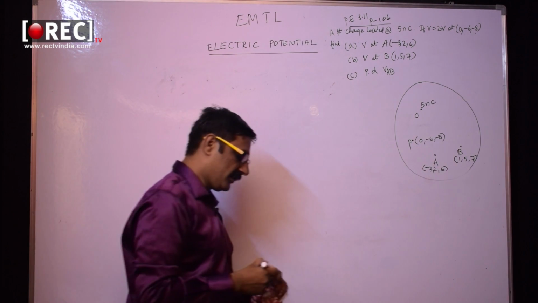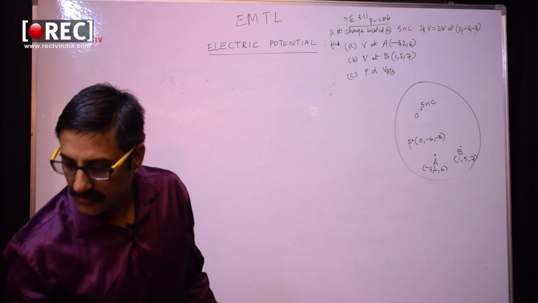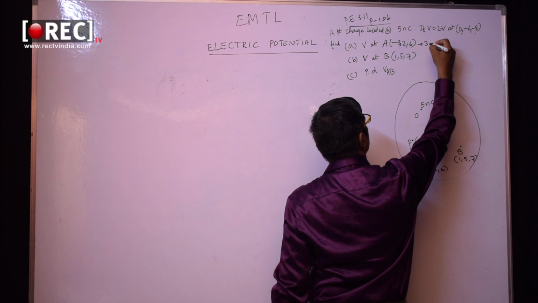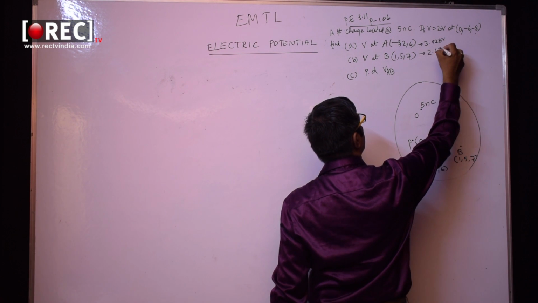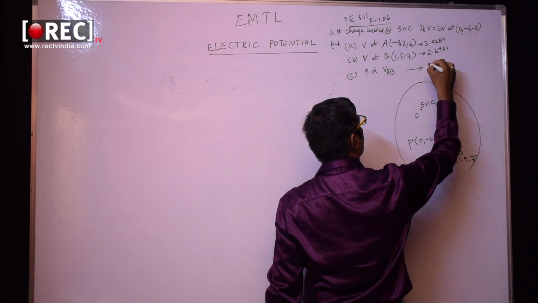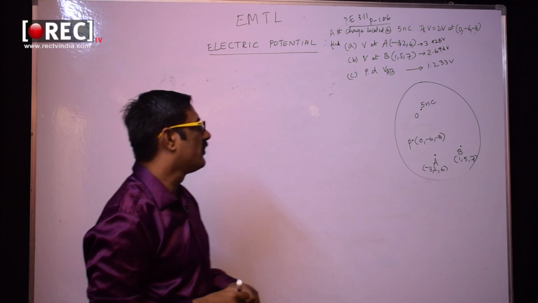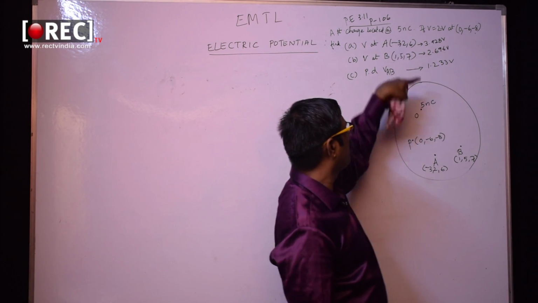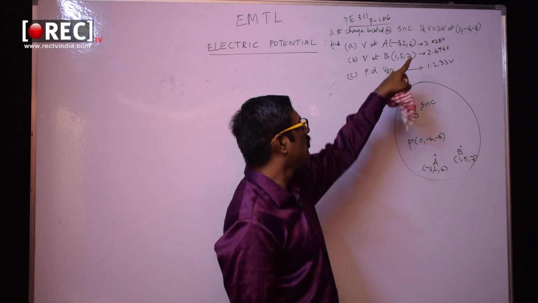Now let us work out this problem. Of course, the answers given are 3.928 volts, 2.696 volts, and 1.233 volts. So these are the answers for the 3 cases. Now let us work out this problem. He says that the potential at this point P is 2 volts.